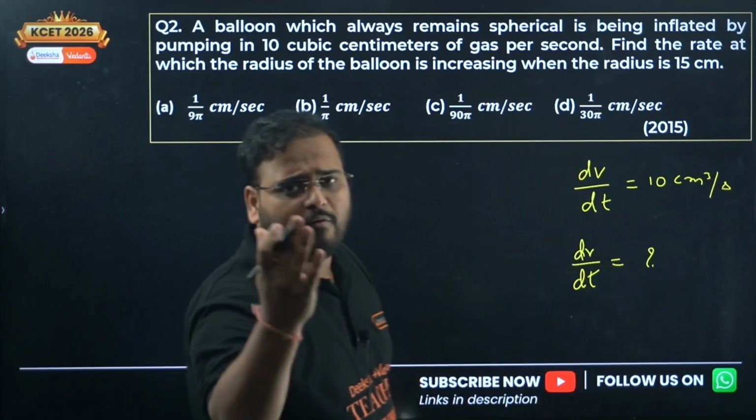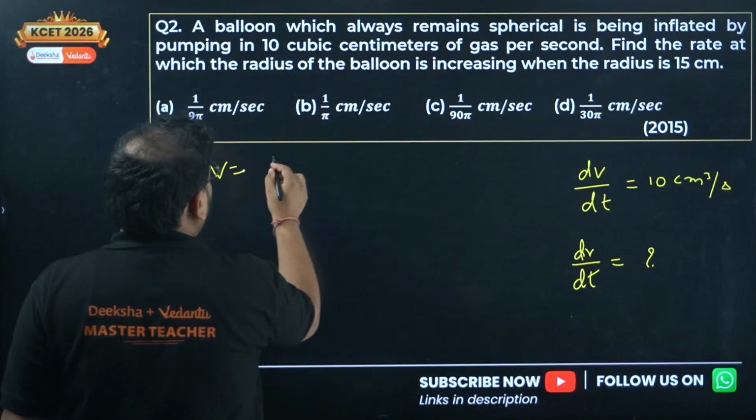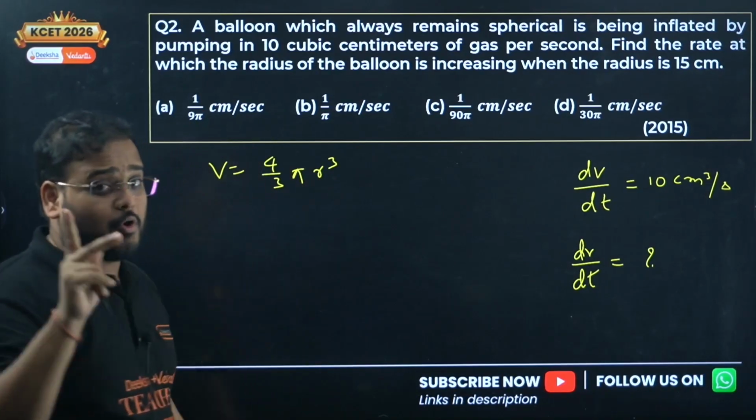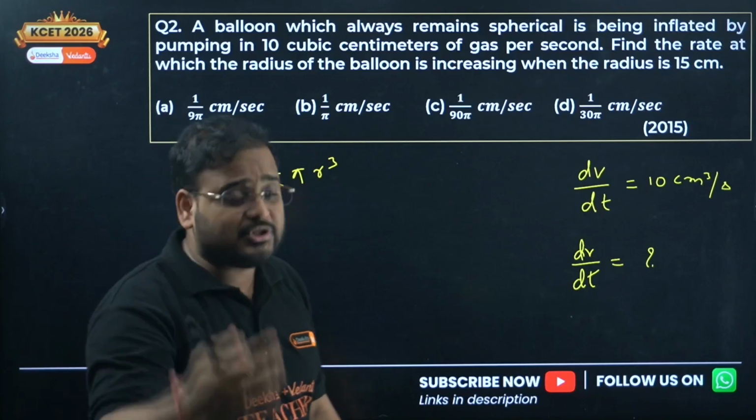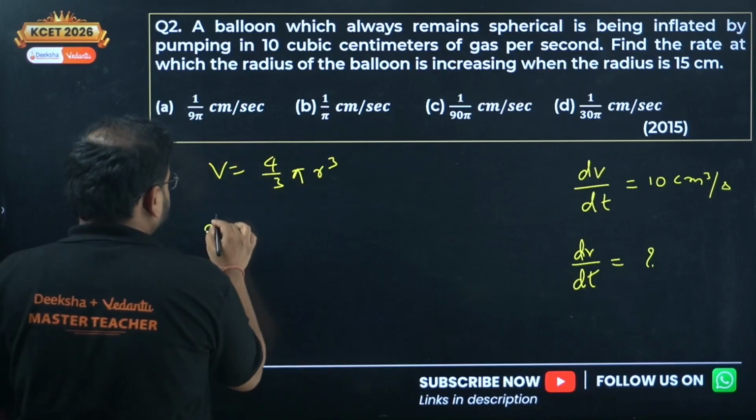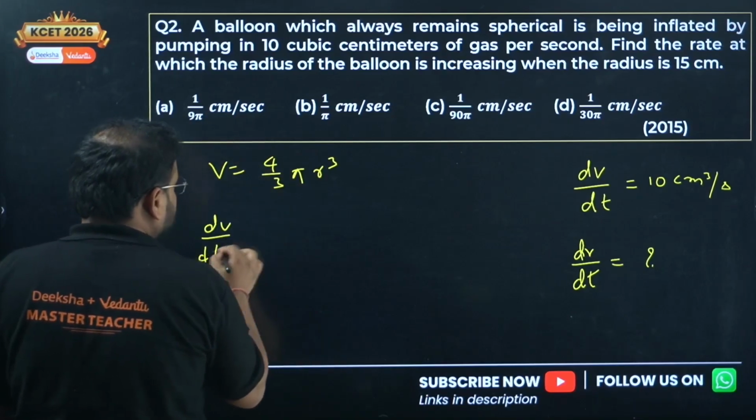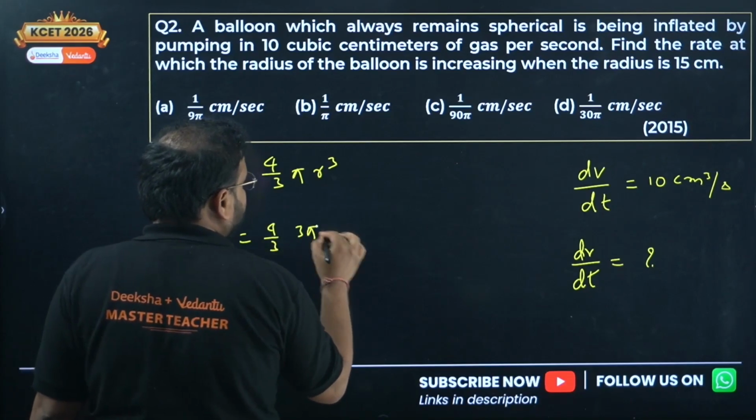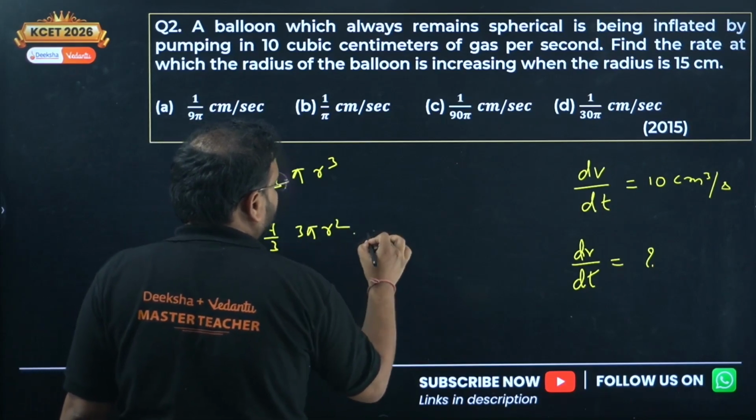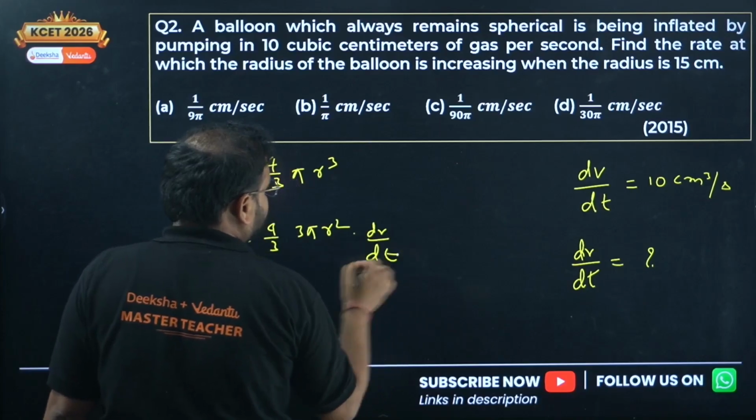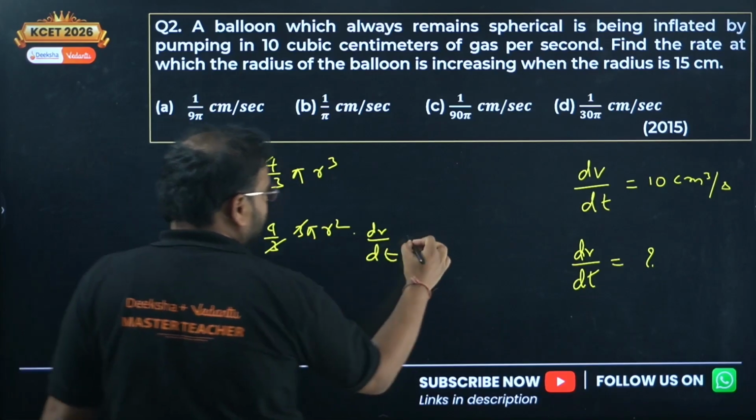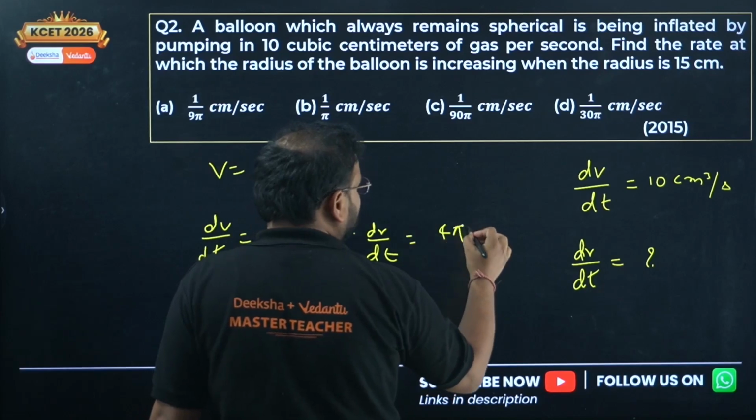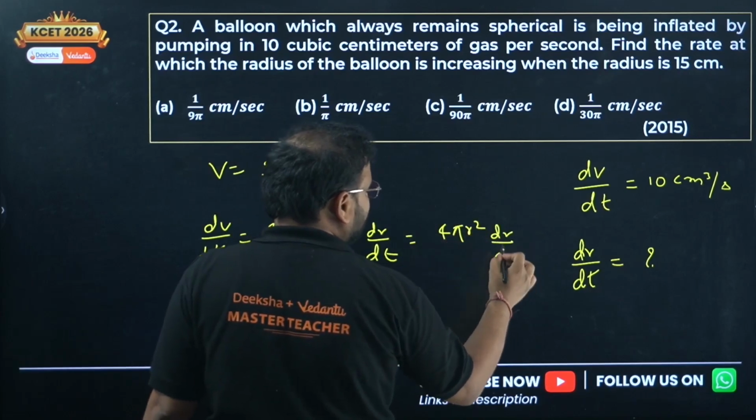Any problem? Of course not. Volume formula is 4 by 3 pi r cube, not a square. It's a volume, 3 dimensions. So differentiate this. 4 by 3 the constant as it is. We get 3 pi r square into dr by dt. 3 and 3 are cancelled, which leads to 4 pi r square dr by dt.